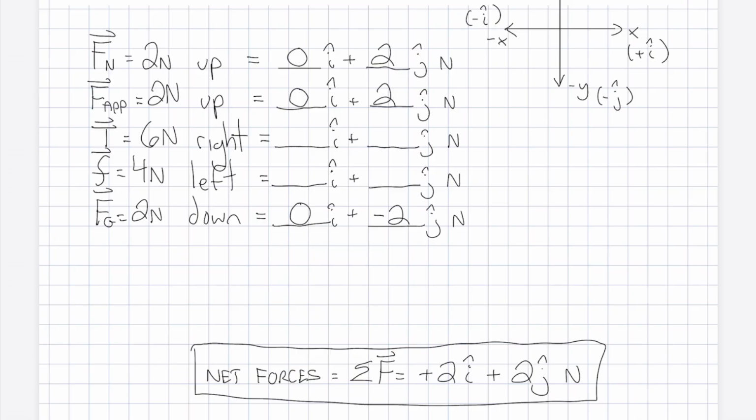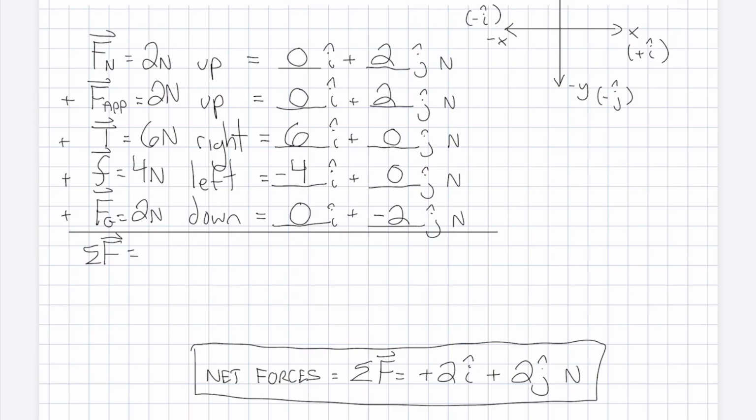2 j hats. I can do the same thing for the forces labeled T and F because they are only along the x-axis. And as a result, I can put 0 in the j hat position and positive 6 i hat for the force labeled T. And because it's 4 newtons to the left for the force labeled F, I write negative 4 i hat. So now I have all my forces labeled with i hats and j hats for each one.